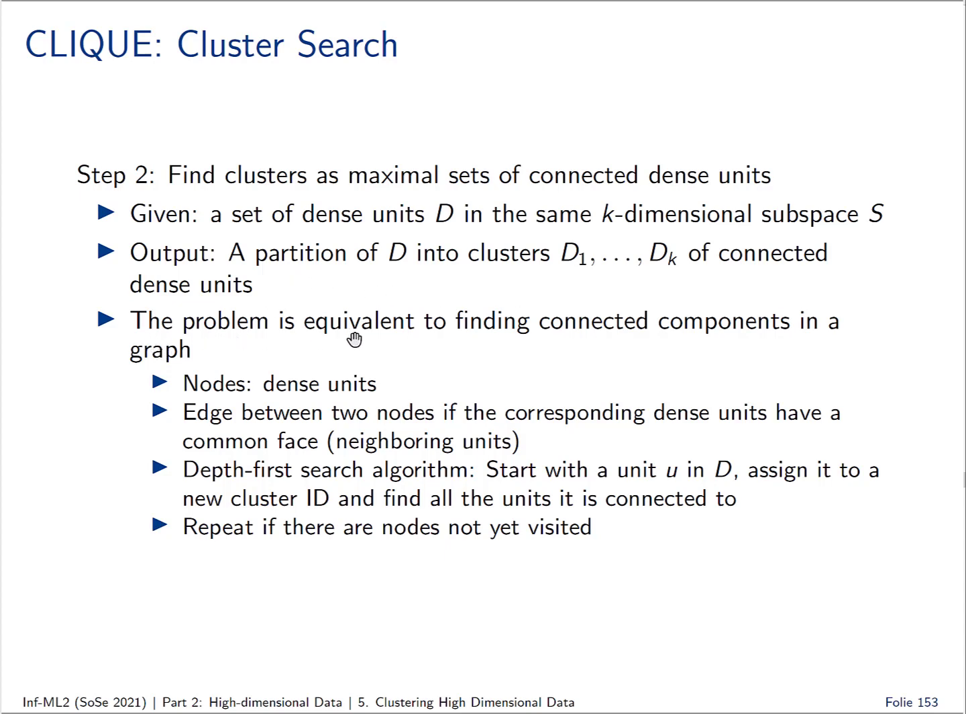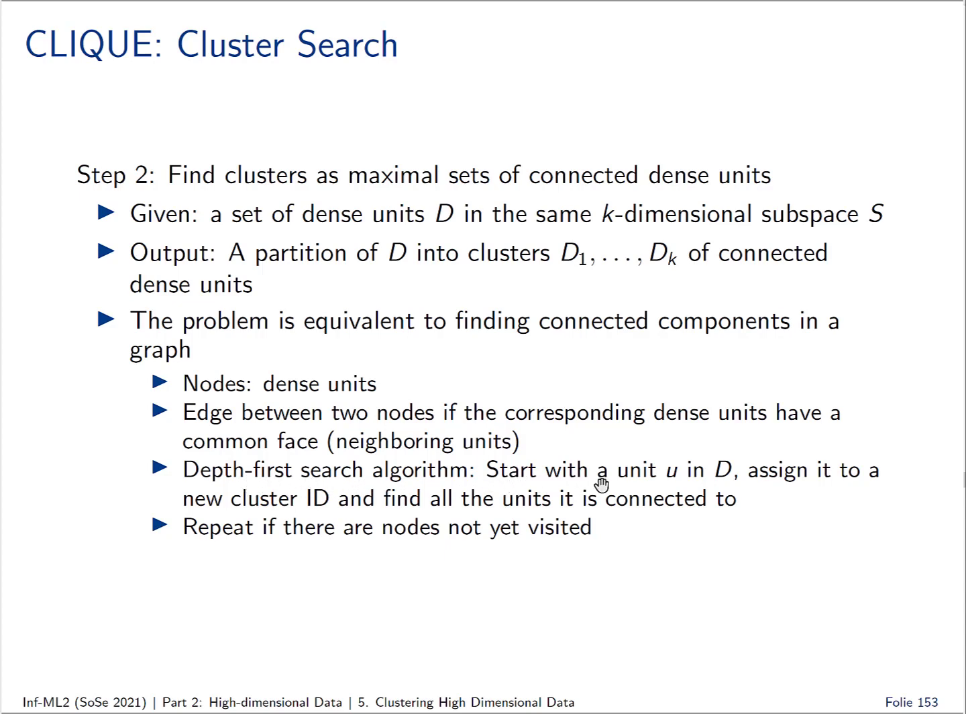Well, actually the problem is equivalent to finding connected components in a graph where the nodes are the dense units of some specific subspace. And the edges between two nodes exist if these two dense units are connected. Connected means in this case having a common face. So there is no diagonal matching, just matching according to a common k-1 dimensional face. And finding connected components in a graph can be done in different ways. In this case, there's a depth first search algorithm.